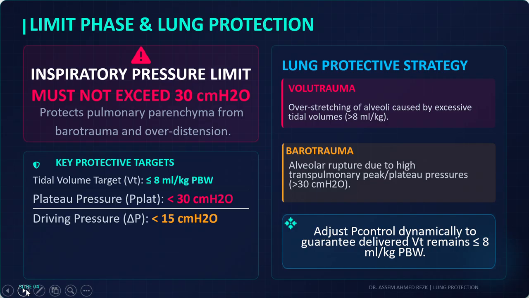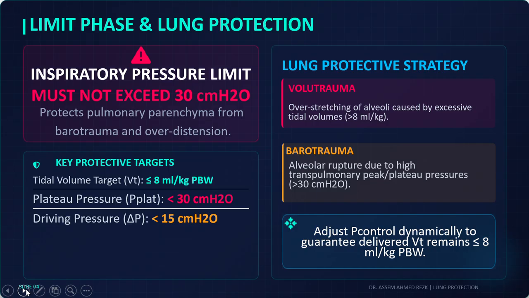Limit phase and lung protection. Inspiratory pressure limit must not exceed 30 centimeters of water, to protect the pulmonary parenchyma from barotrauma and overdistension. Key protective targets: tidal volume less than 8 ml per predicted body weight, plateau pressure less than 30, driving pressure less than 15 centimeters of water. Lung protective strategy: volutrauma is overdistension, overstretching of the alveoli caused by excessive tidal volume, more than 8 ml per predicted body weight.